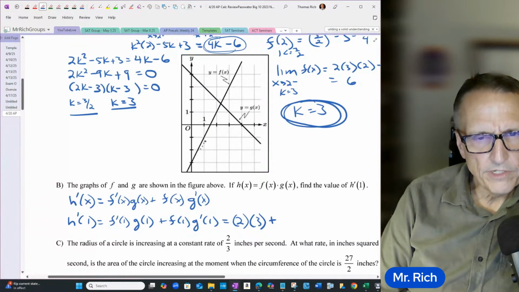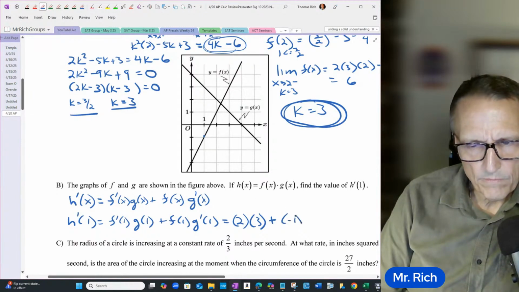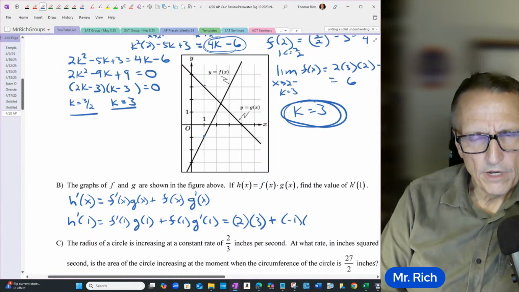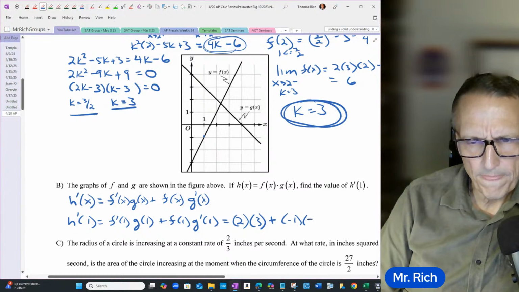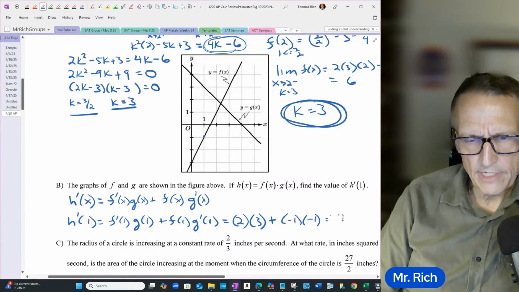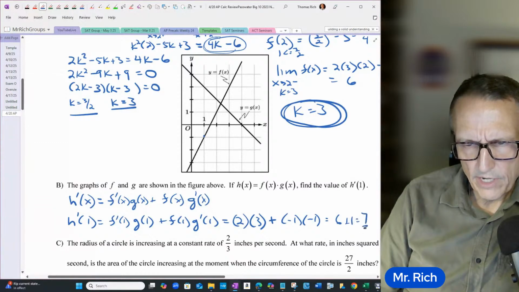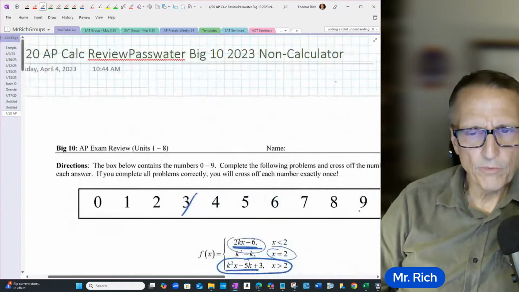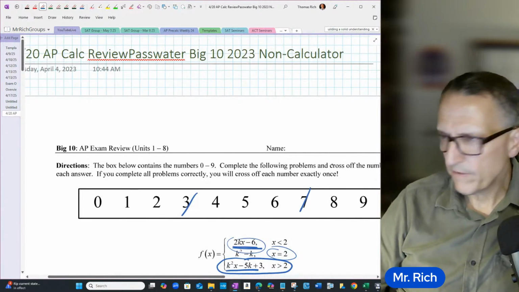Now, f of 1 is down here at negative 1. And g prime of 1 would be the slope of the g function at x equals 1, and that slope looks to be a negative 1. So this looks like it is 6 plus 1, or an answer of 7. And so we're going to cross that off of our list here.